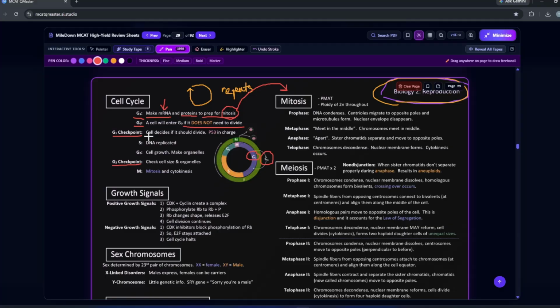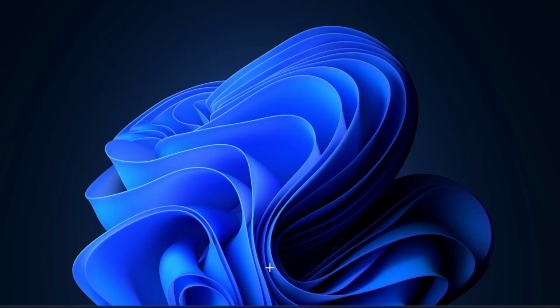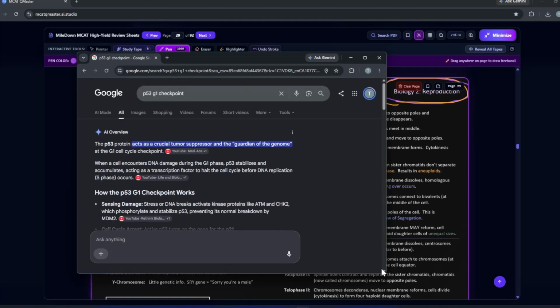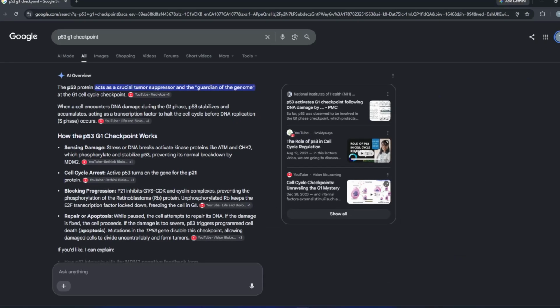So in the G1 checkpoint, the cell decides if it should divide, and this P53 is in charge. I think P53 is like a gene. Let me go search that. Okay, sorry. As you can see, the P53 protein acts as a crucial tumor suppressor and the guardian of the genome at the G1. So it's not a gene, but it is a protein, right?